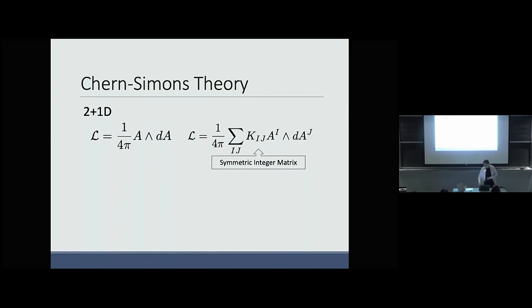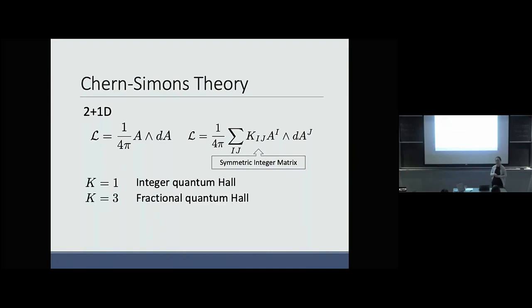Of course, this Chern-Simons theory in 2+1D is very well understood. It's been decades, and some of the very nice connections to physical systems come through simple examples. If K is equal to 1, the simplest case you can imagine, this corresponds to the physics of the integer quantum Hall. If K is equal to 3, this corresponds to the simplest fractional quantum Hall, nu equal 1/3. And if K is a slightly more complicated form, 0, 2, 2, 0, where it is still symmetric and integer, this corresponds to Z2 gauge theory, or what people call the toric code topological order.